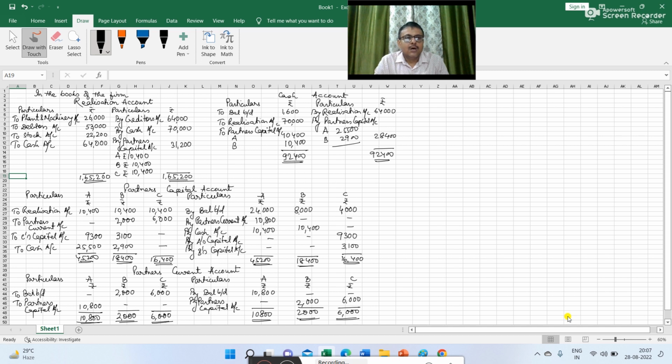After the deficiency of the insolvent partner has been borne by the solvent partners, we have calculated the amount due to the solvent partners, and that is 25,500 and 2,900, which has been paid off to partners A and B.